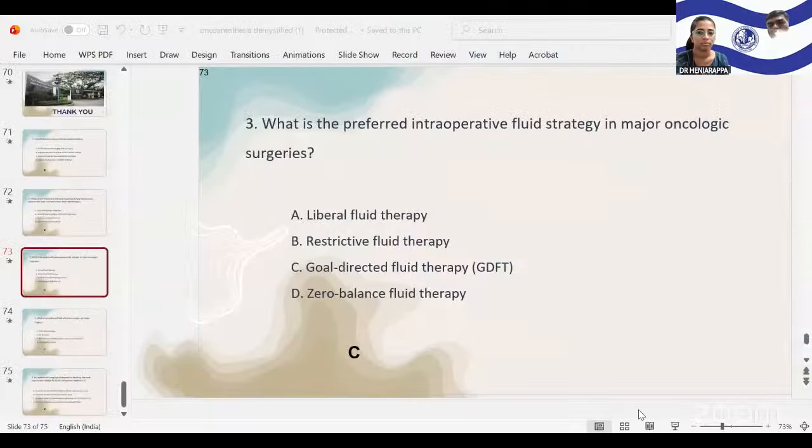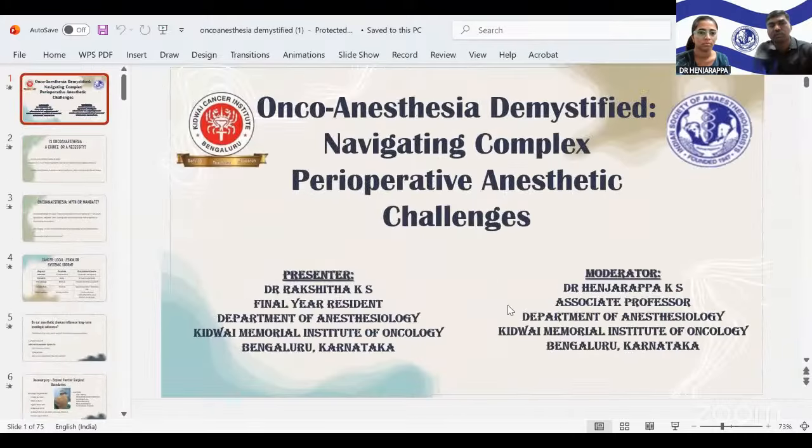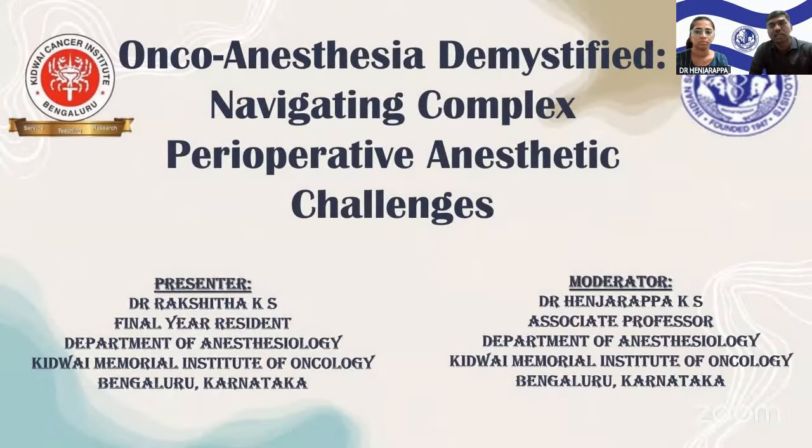Oncoanesthesia is emerging as a field, as a super specialty or a subspecialty by itself. Let us look at what are the inherent problems or challenges and what we can do for having better outcomes. Rakshita, do you think there is any need for having oncoanesthesia in the present system of healthcare?